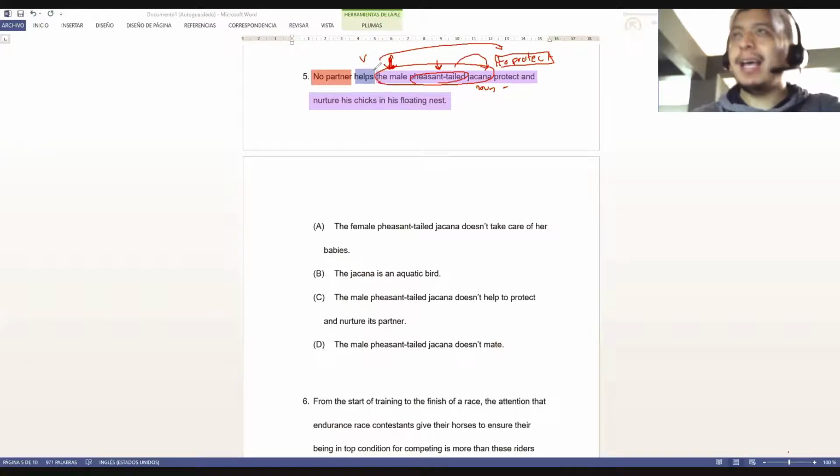Remember that help had an asterisk when we were checking verb complements. With help, you can use the verb complement without the to. So this is a verb complement: No partner helps this male jacana protect and nurture. Nurture is another verb complement. So protecting and nurturing are two activities, and the male jacana protects and nurtures alone. No partner helps the male jacana to do these two things, to protect and to nurture.